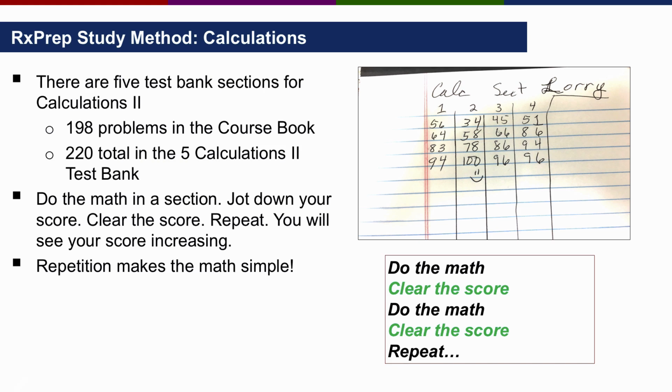Which sections do you do this with? There are 4 math sections. There are 2 biostat test bank sections. One of them has the math in it, and that's the one you want to do the same method. Do the biostat math, clear your scores, repeat until you're doing them basically in your sleep.